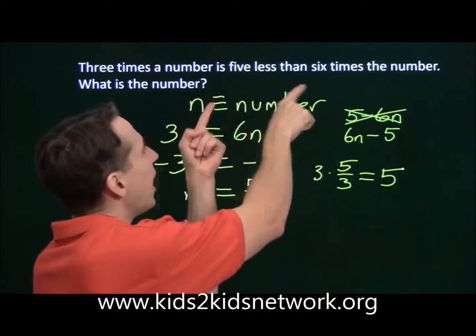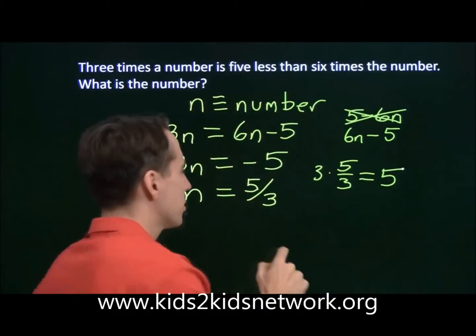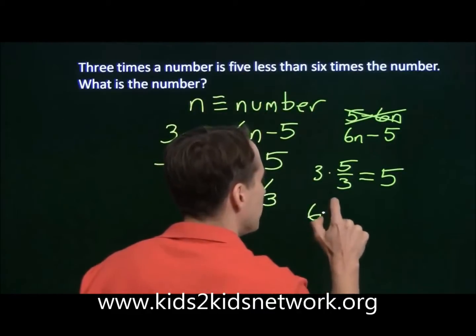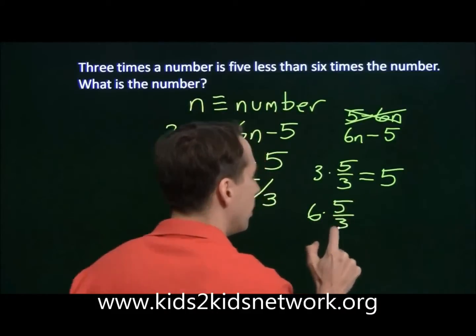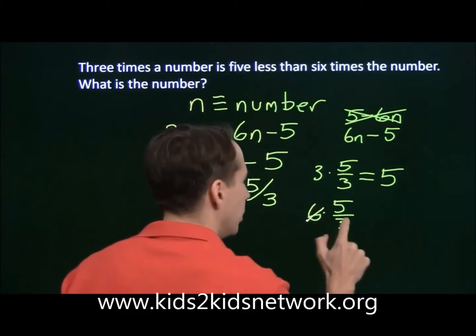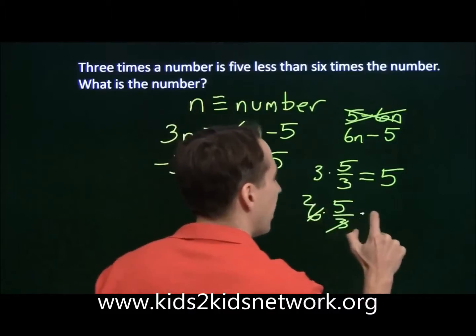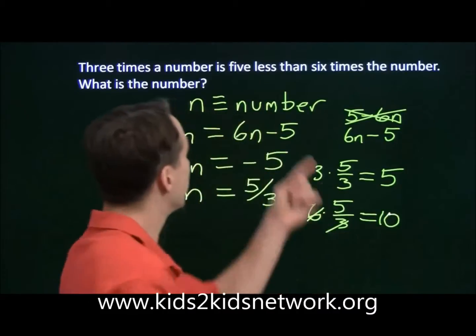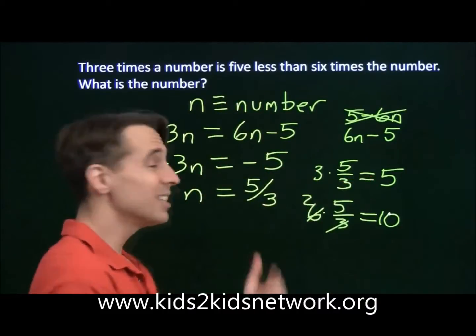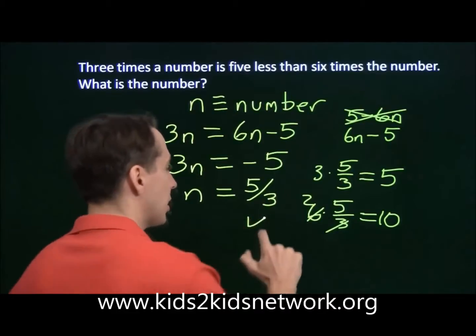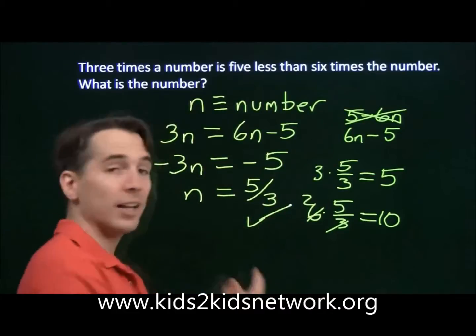So over here, we want 5 less than 6 times this. Well, 6 times this, 6 times 5/3, got a common factor of 3. Here we can cancel out. 2 times 5 is 10. And sure enough, 5 less than 10 is 5. So this checks out, it works, and we've got the right answer.